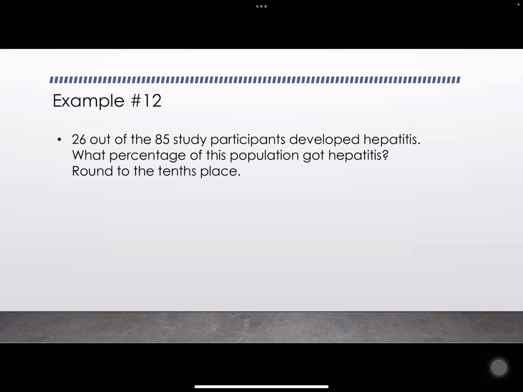We have 26 is our portion, and 85 is our whole population. So 26 is the portion we're interested in because they developed hepatitis. We need to turn this into a percentage. We'll start by making it a decimal, and if you'll remember from our previous video, all we need to do is plug that into a calculator and divide.